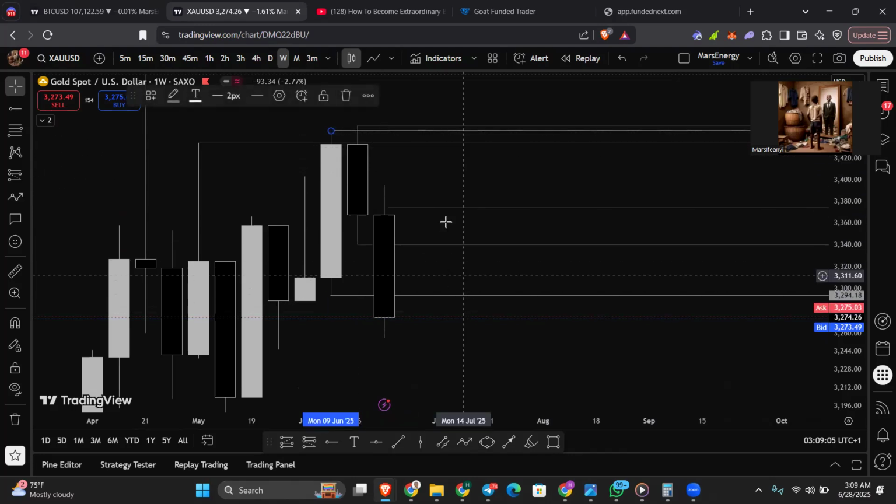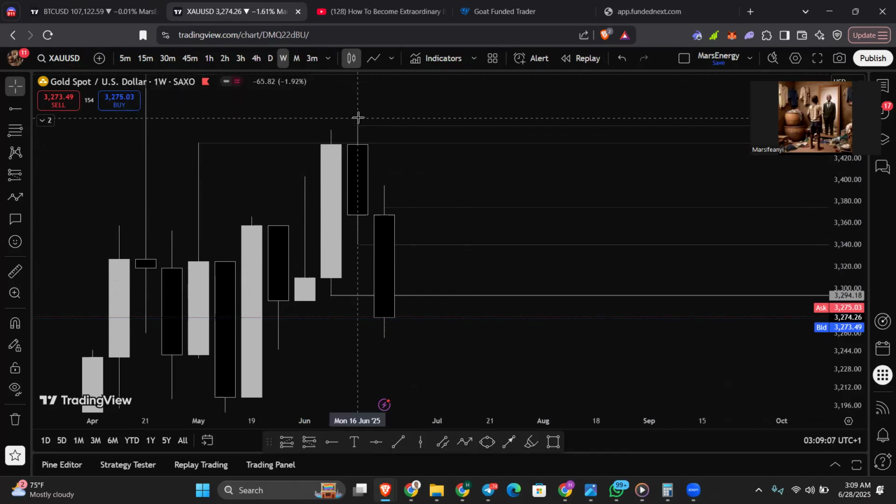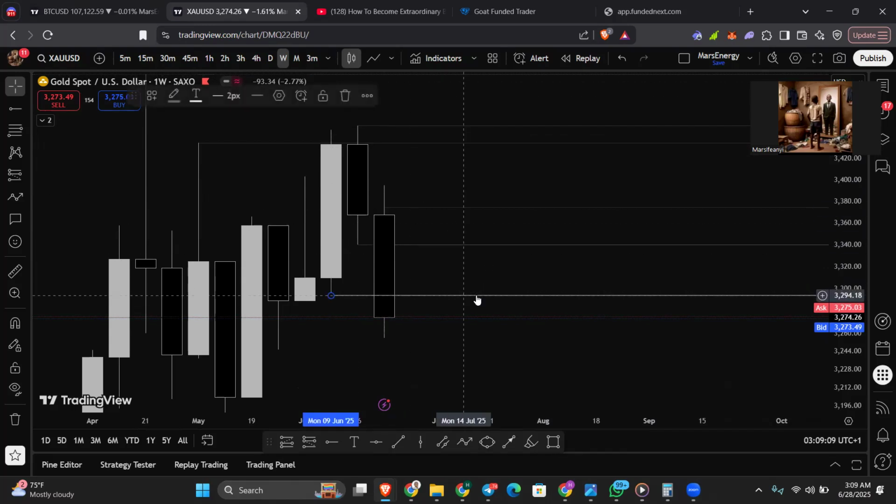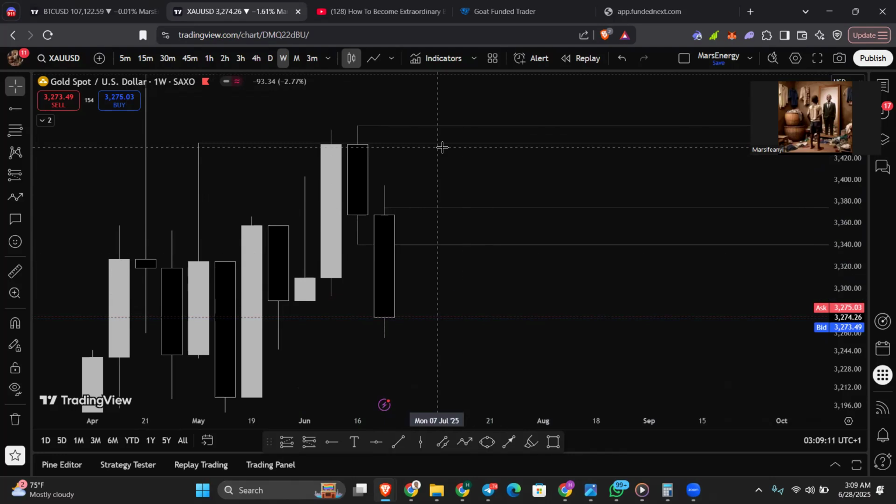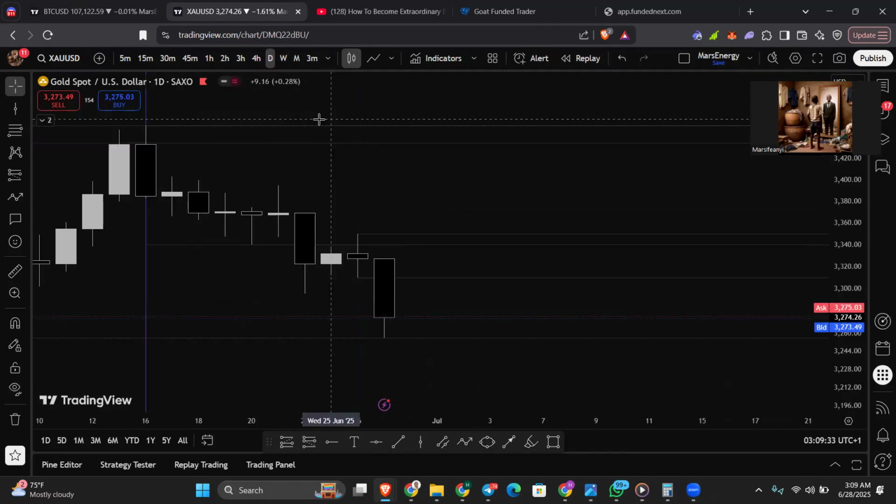But now let's go down to the daily just to make things easier. The weekly is just to give us a general overview, right? Since it's a new week, it's always good to start from the week and know what the previous week has done. Now, coming down to the daily, right, let's see if I mark this and come down to the daily. Let's see if there is a break of structure, right?